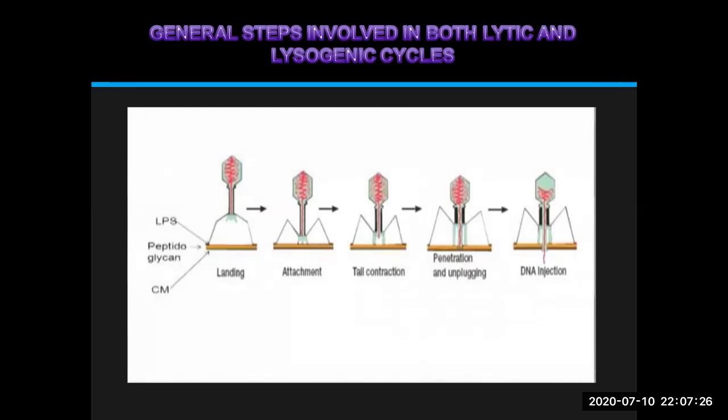5 general steps involved in both lytic and lysogenic cycle are landing, attachment, tail contraction, penetration and unplugging, and DNA injection.